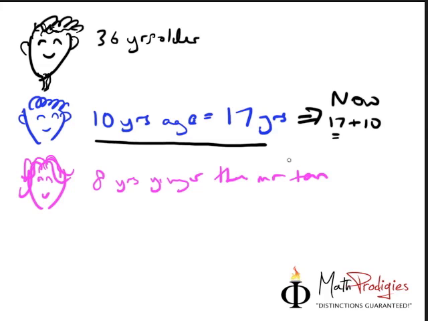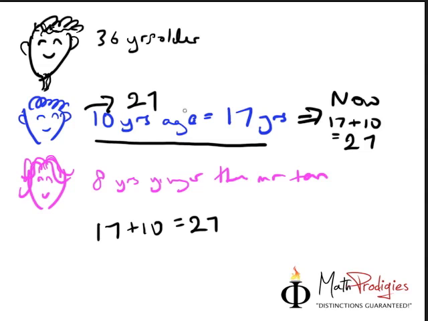Example, I'm 23 years old right now. 10 years ago, I was actually 13, which means that now I am actually plus 10. So 27. Same thing over here. So step 1 is 17 plus 10. You will get the answer of 27 years old. So that's how old his son is. His son is 27 years old right now.